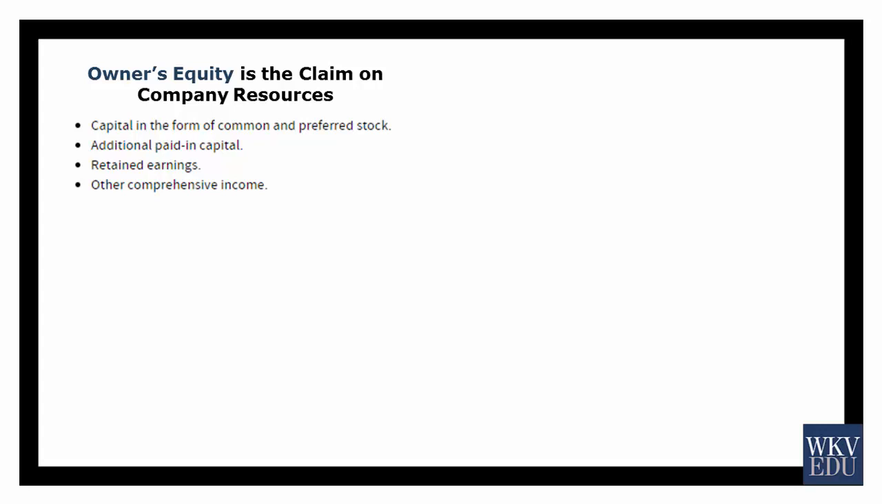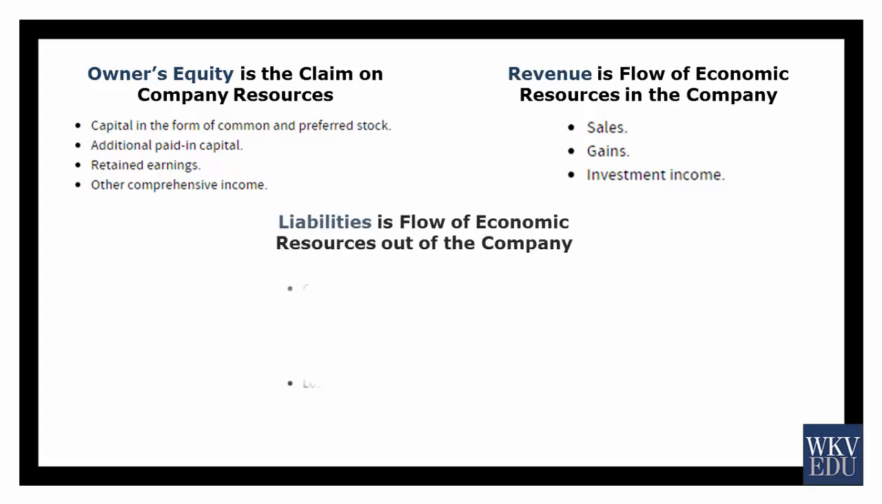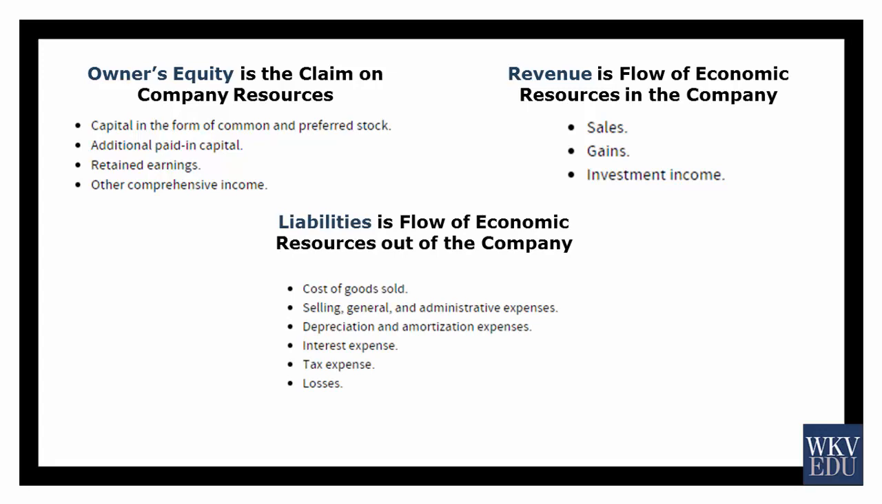Now, coming to the statement of comprehensive income, or the income statement, or the statement of profit and loss, the two items are revenues and expenses. Revenues are actually flows of resources into a company, and expenses are flows of economic resources out of the company. These include different items.